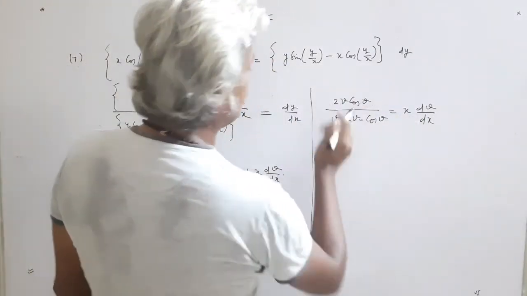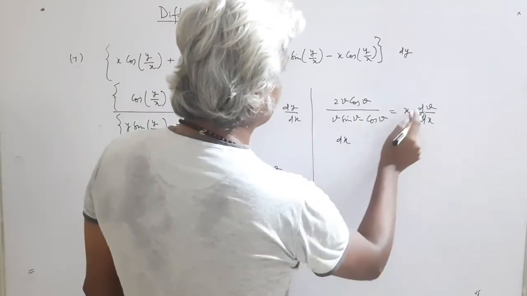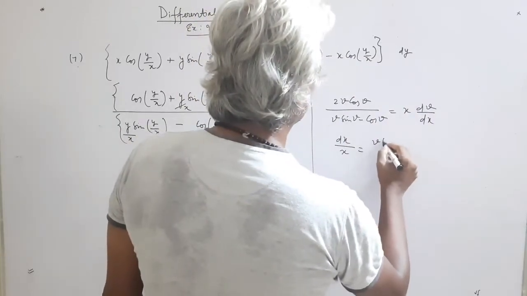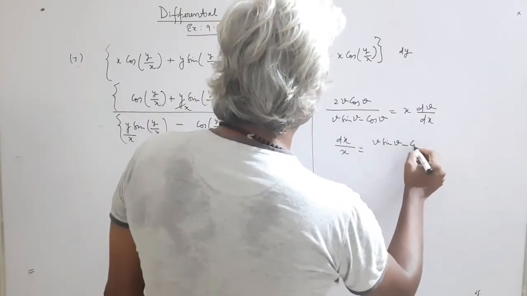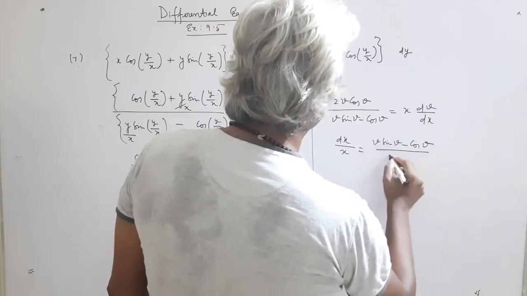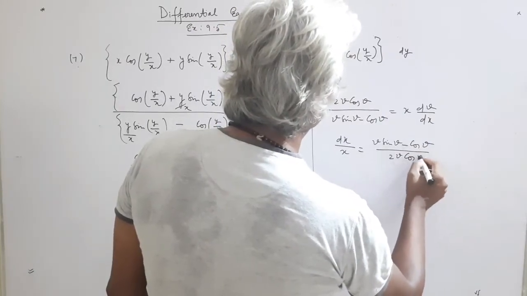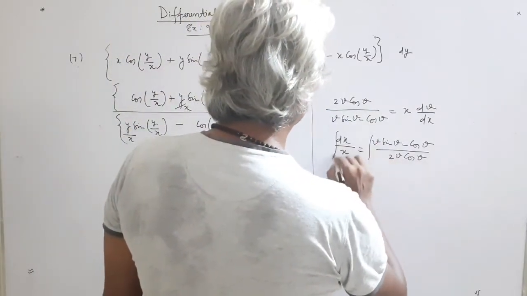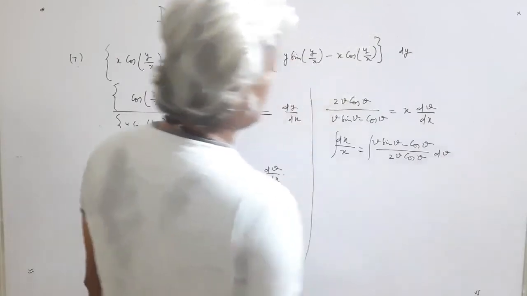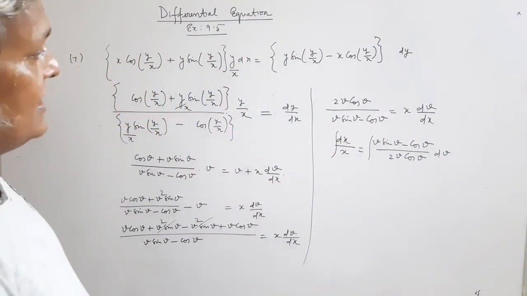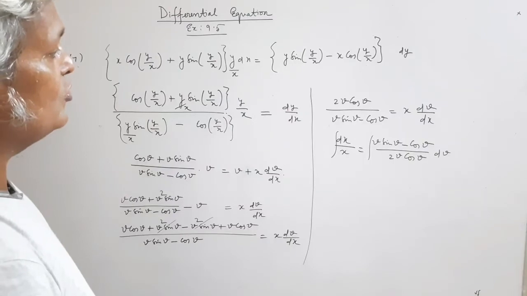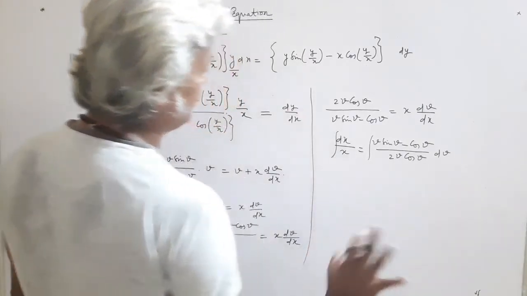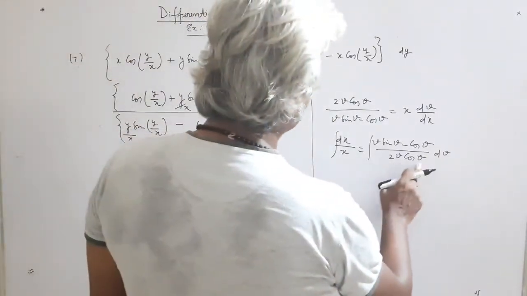Now you see what we need, that we have to use the method of separation of variables. I take this dx here, x down, so dx over x equals, this one goes up, v sin v minus cos v over 2v cos v dv, and we have to integrate these two. Now the question is how will you solve this? The answer is that this part is quite integrable, fine. Now the problem is with this part.